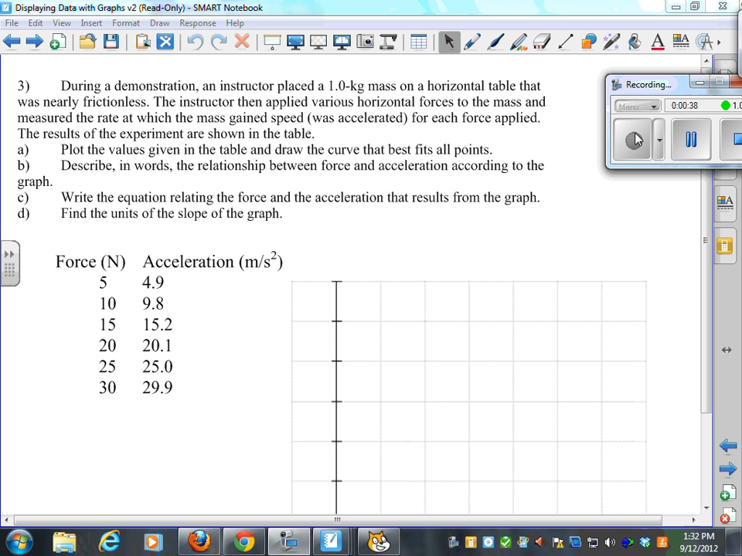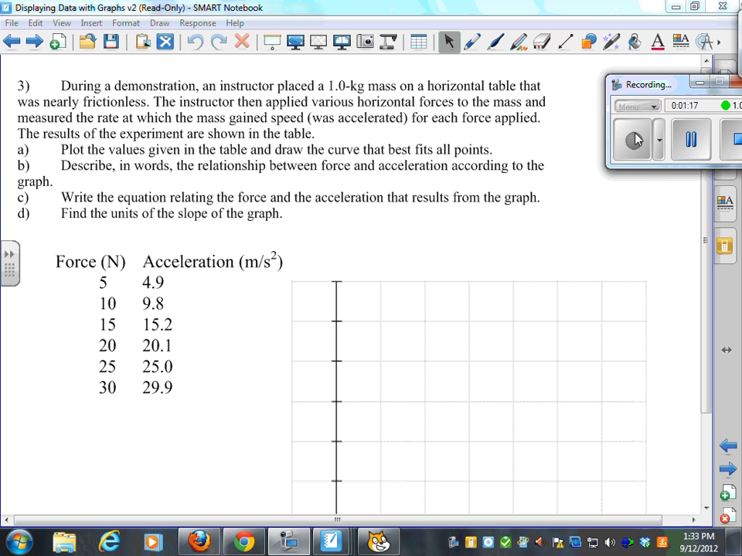Which one, Ray, of those two variables, the acceleration or the force, is the independent? Why do you say that? Which one does the instructor have more control over? The force. The force is the independent. You're kind of right.